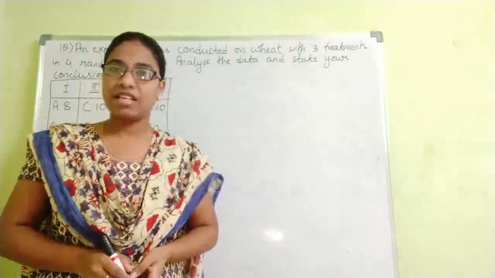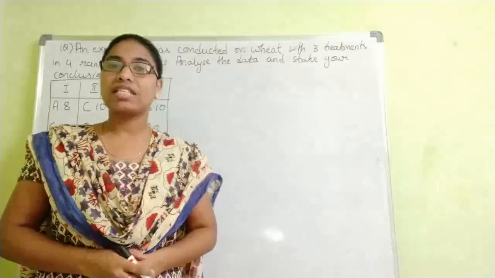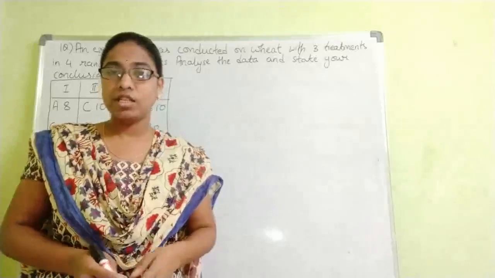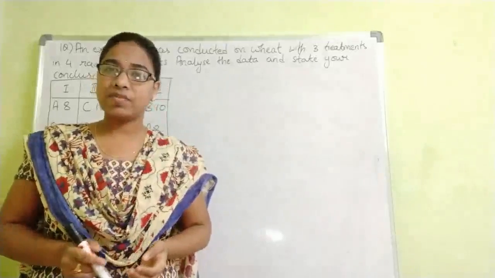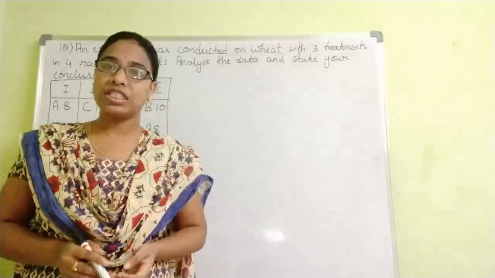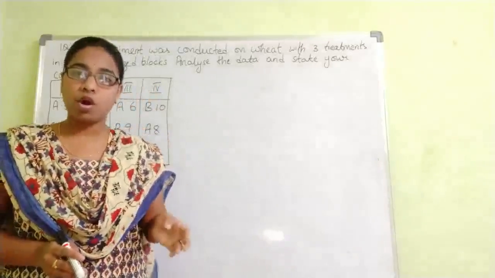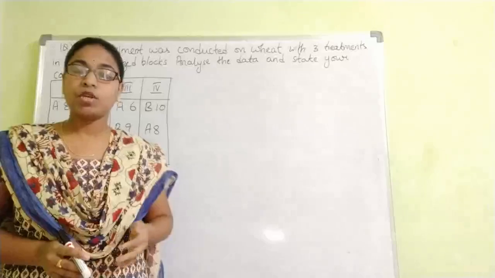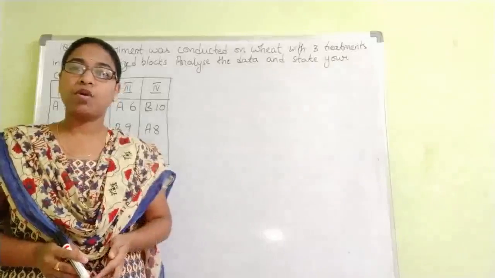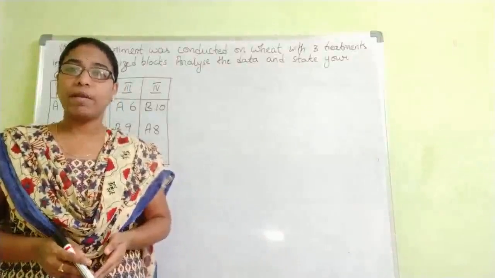So in the previous class we have discussed the RBD layout, that is randomized block design. So what is randomized block design? Whenever the whole experimental material is not homogeneous, first we divide it into some H blocks. Then in each block we apply the treatments randomly. So here we use the principles of local control, randomization and also replication.